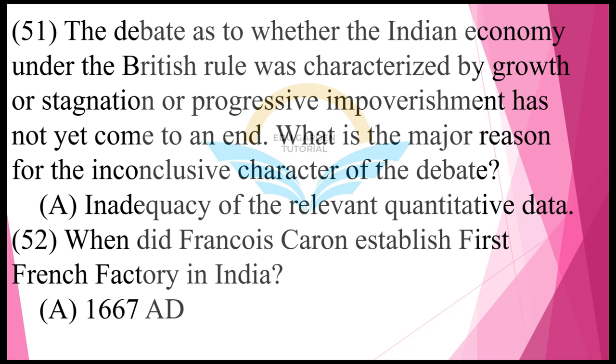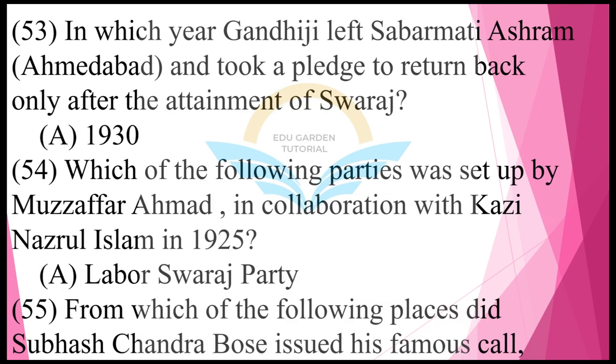Next one. In which year did Gandhiji leave Sabarmati Ashram, Ahmedabad and take a pledge to return back only after the attainment of Swaraj? Answer is 1930.